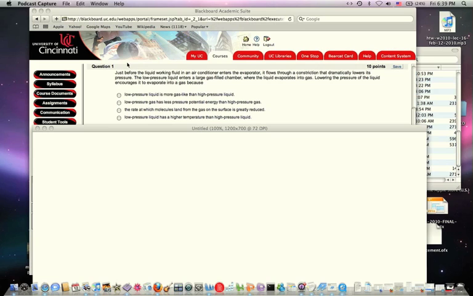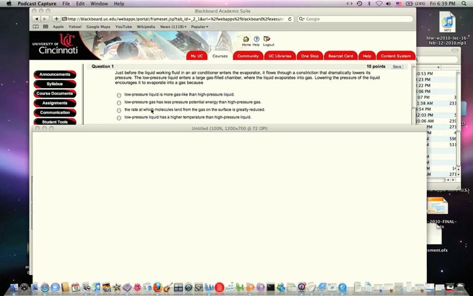Lowering the pressure of the liquid encourages it to evaporate into a gas because, one, low-pressure liquid is more gas-like than high-pressure liquid. Two, low-pressure gas has less pressure potential energy than high-pressure gas. Three, the rate at which molecules land from the gas on the surface is greatly reduced. Four, low-pressure liquid is a higher temperature than high-pressure liquid.